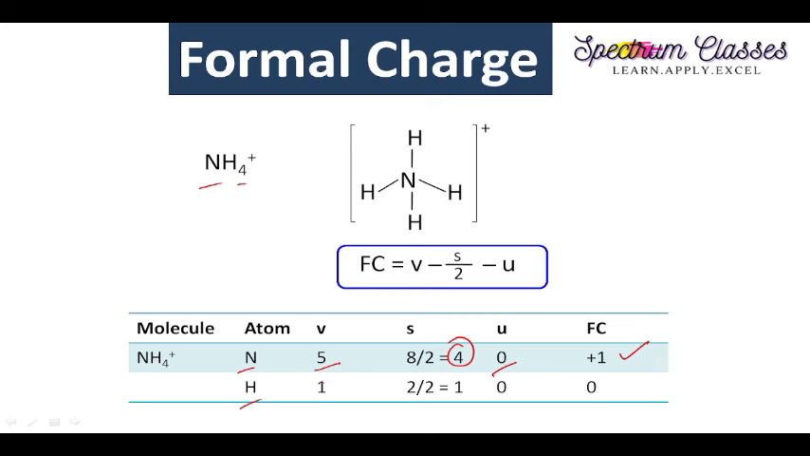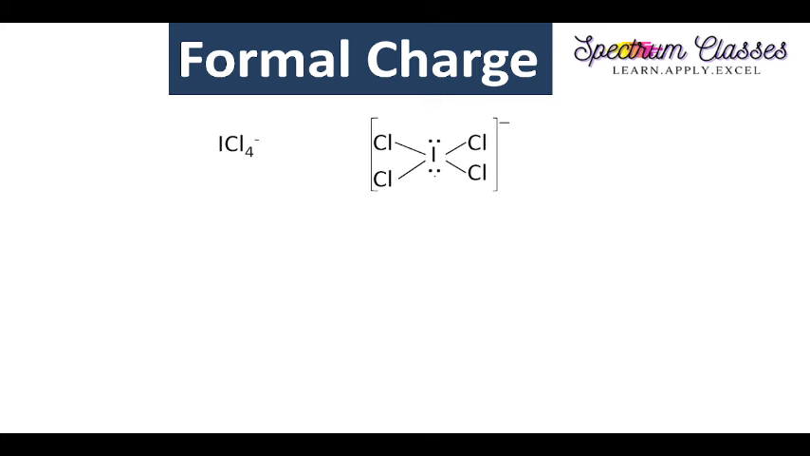Now for H, we have 1 valence electron and it forms 1 bond only, right? So 1 minus 1 we have 0. So nitrogen has a plus charge in this molecule. This plus charge is with this nitrogen. Now the next example. We are just going to draw the next structure.